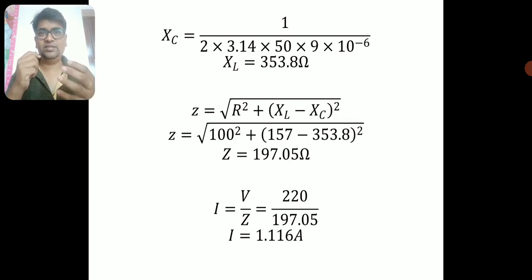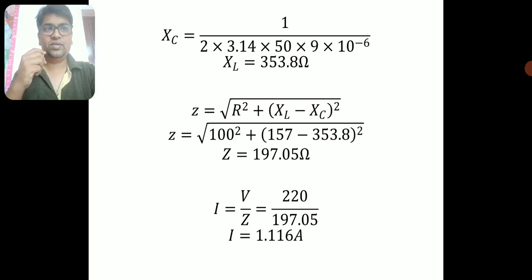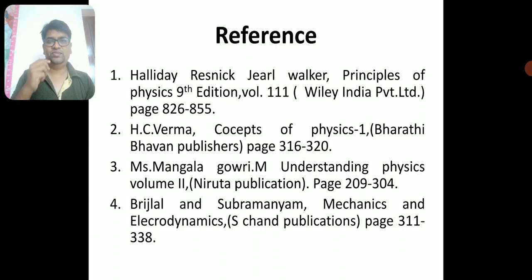I was calculating the current. For that I need the impedance Z. When I go to calculate Z, I need XL and XC. So I started from XL and XC, and after that I found Z, and then finally I calculated the current which is flowing in a series LCR circuit. Right. So these are some of the problems which I discussed.